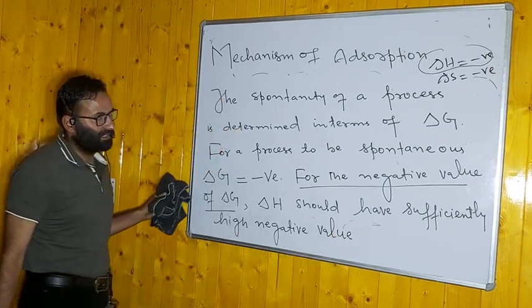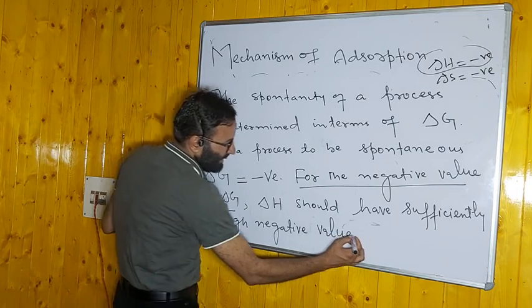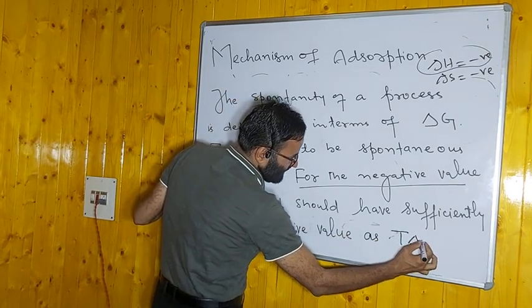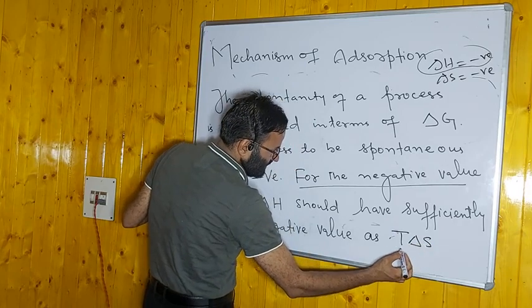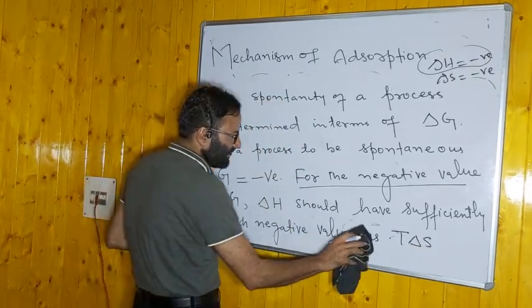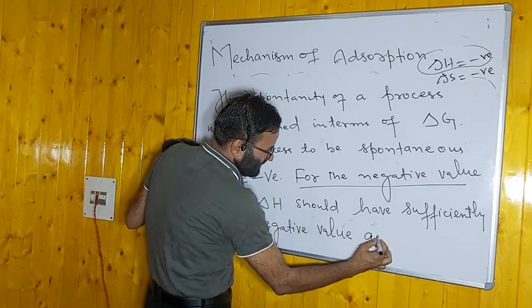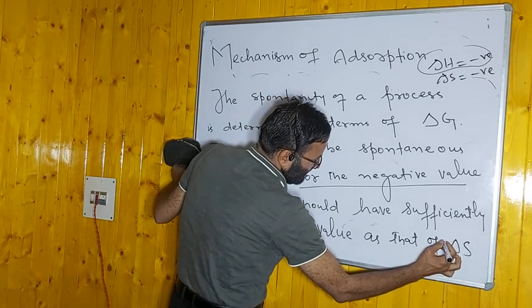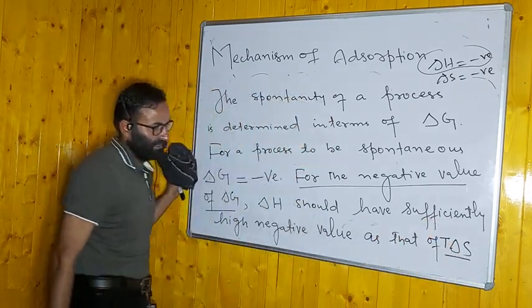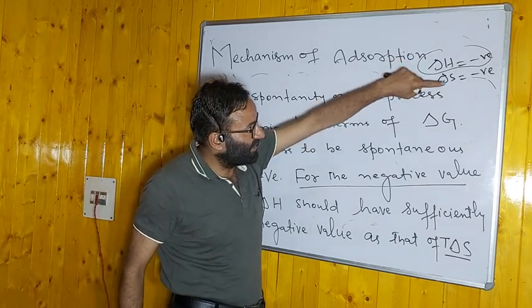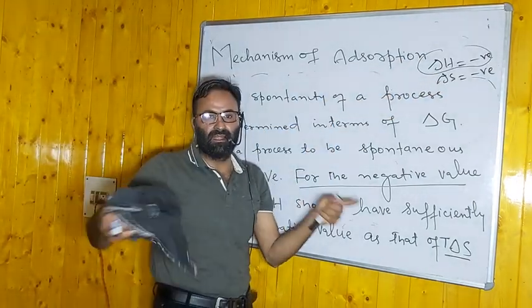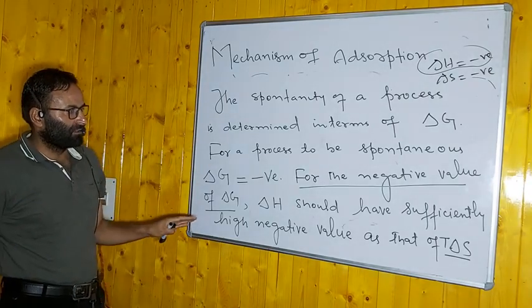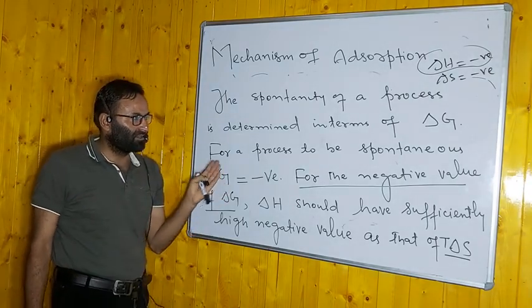Delta H should have a sufficiently high negative value as that of T delta S, which is positive. When delta H has a sufficiently high negative value, then overall delta G becomes negative and the process will be spontaneous. These are some thermodynamic changes during adsorption.